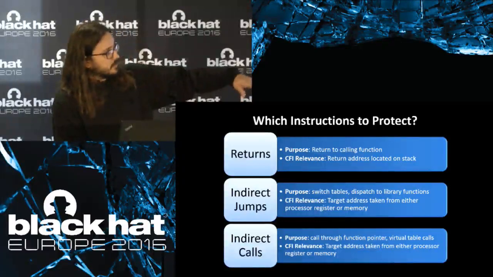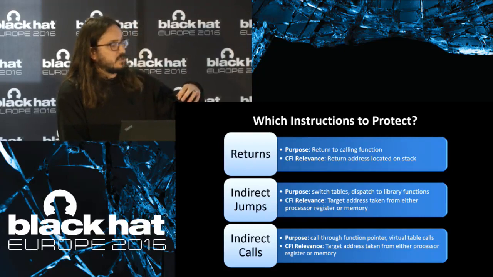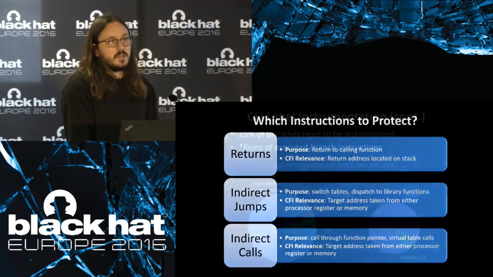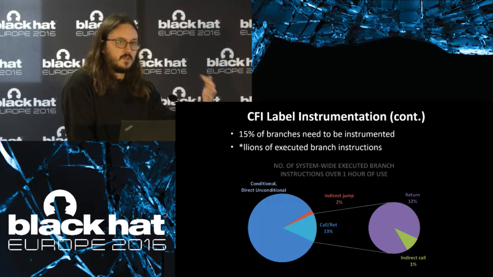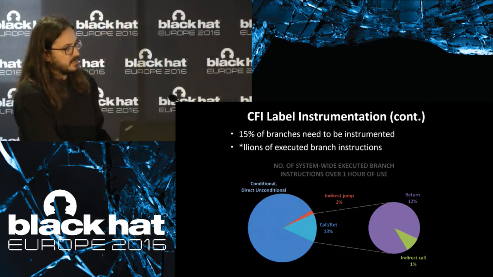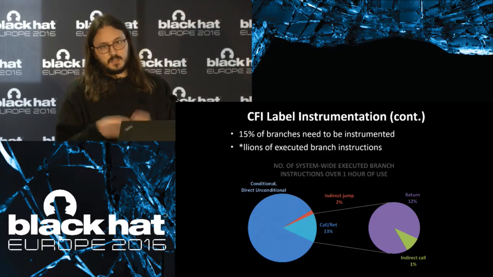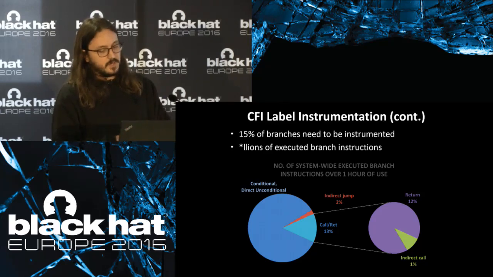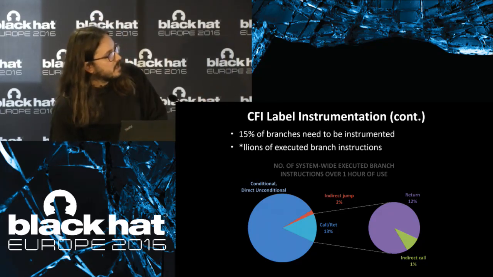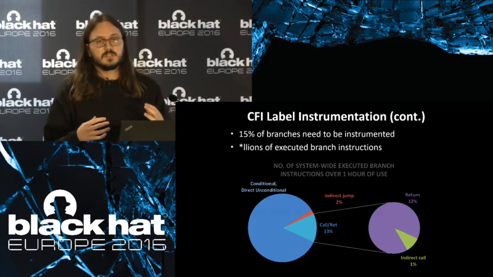Ultimately what we're doing is protecting certain types of instructions. We're only protecting instructions that are dereferencing memory indirectly, right? Direct code pointers are not something that we're concerned with because code pages are not writable. But this is an issue for instrumentation. 15% of the branches in a general execution trace of a program are indirect. The large majority of them are returns and indirect calls, but there are some jumps as well, which amounts to billions of executed branch instructions.